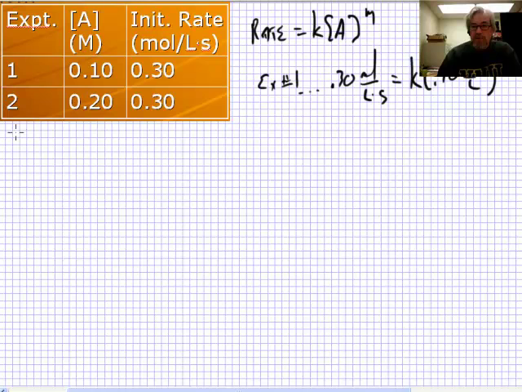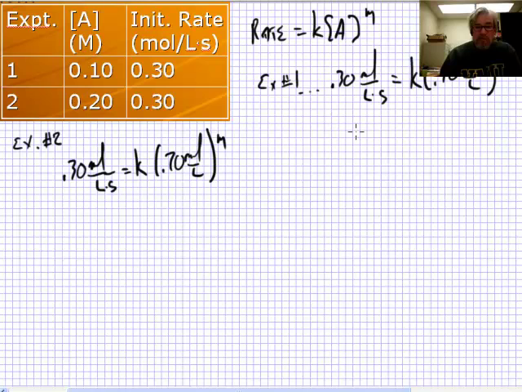Experiment number 2 says rate, which is 0.30 again, moles per liter second, is equal to K times concentration of A, which is 0.20 moles per liter, raised to the M power.